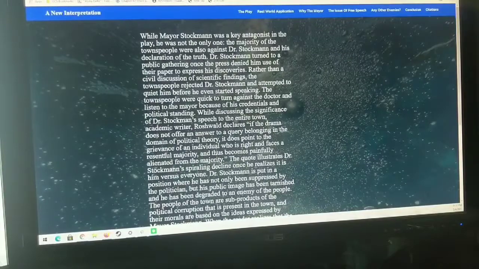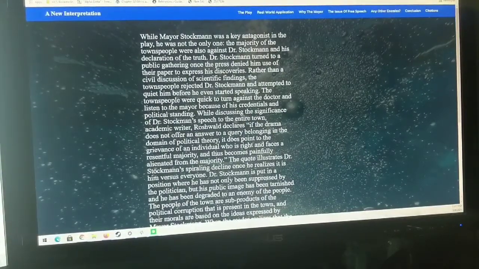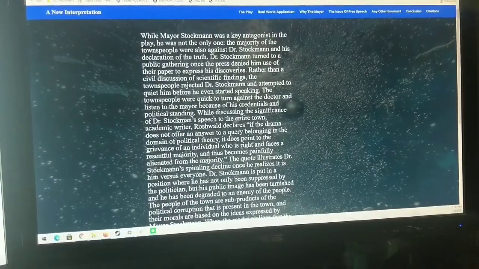Academic writer Roshwald declares, "If the drama does not offer an answer to query belonging in the domain of political theory, it does point to the grievance of an individual who is right and faces a resentful majority, and thus becomes painfully alienated from the majority." This shows how fast Dr. Stockman was losing control of the situation.